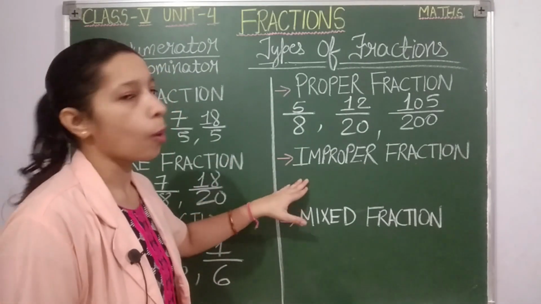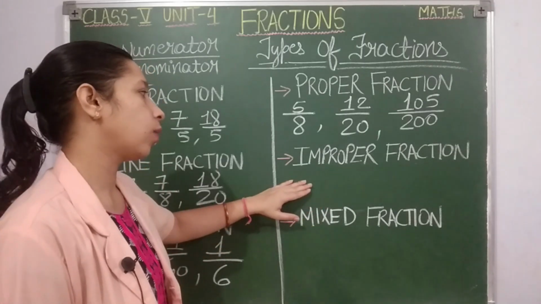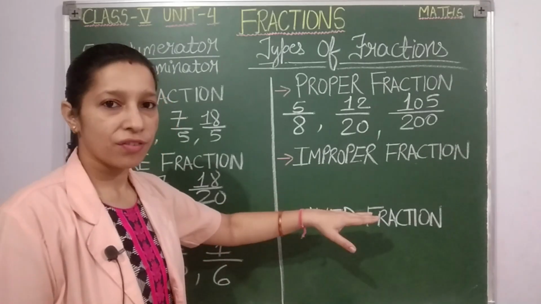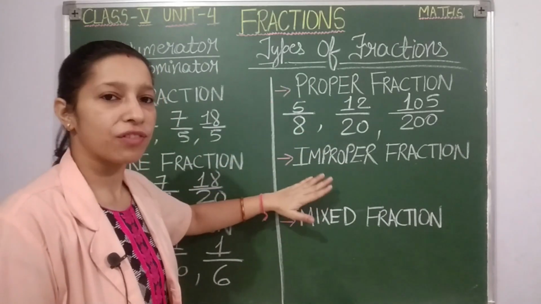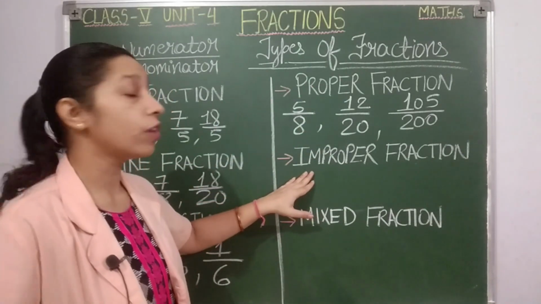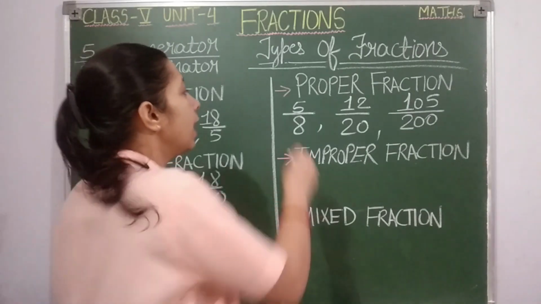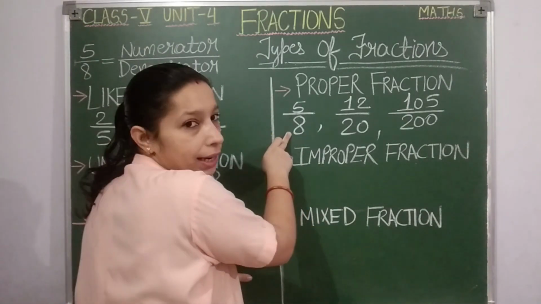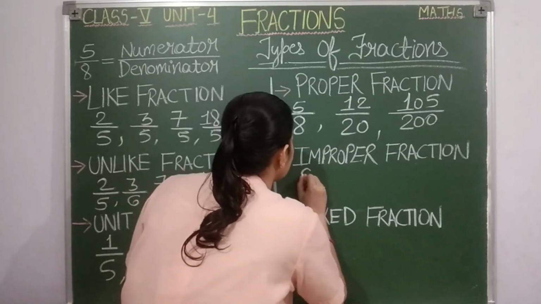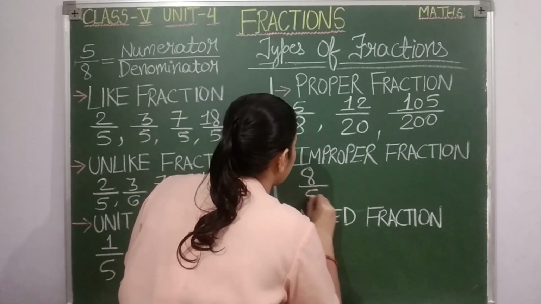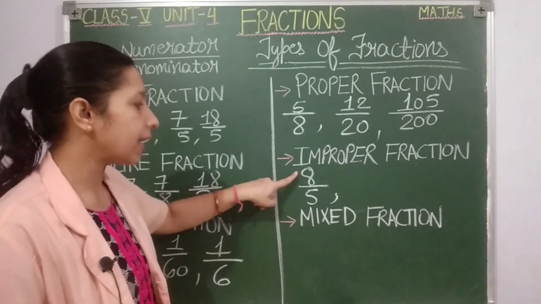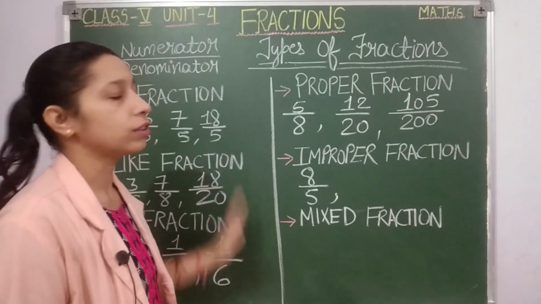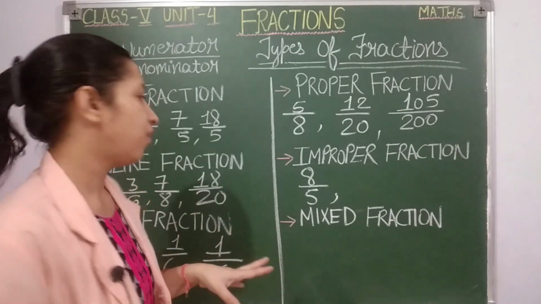Okay, now improper fraction. The next type of fraction that we are going to learn is improper fraction. Proper fraction ka ulta, just the opposite of proper fraction will become improper fraction. What will be the opposite of 5 by 8 students? Here the numerator is less, the denominator is greater, na? So make its opposite. Let me write it as 8 by 5. Now here you can see the numerator is greater than the denominator and this fraction is known as improper fraction.